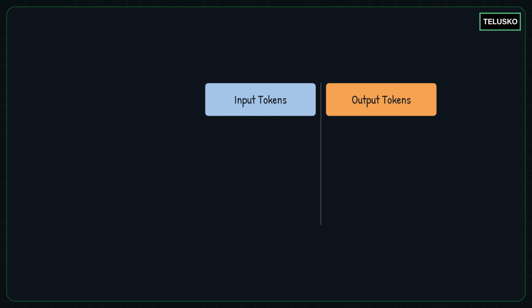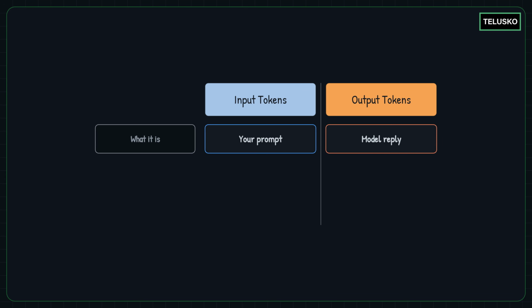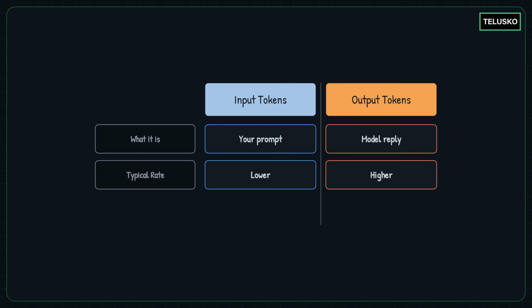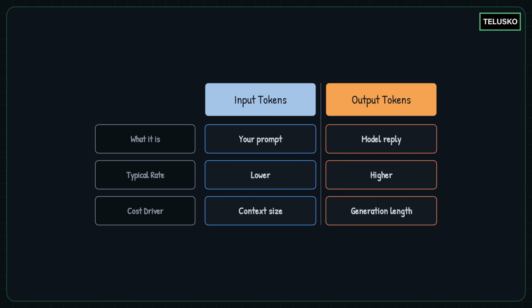Here is where most people trip up on their first bill. You do not just pay for what you send in. You pay for the input tokens and the output tokens separately, and providers usually charge different rates for each. Reading costs less than writing, so your reply often runs pricier per token.